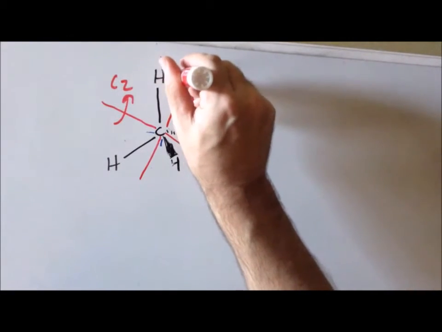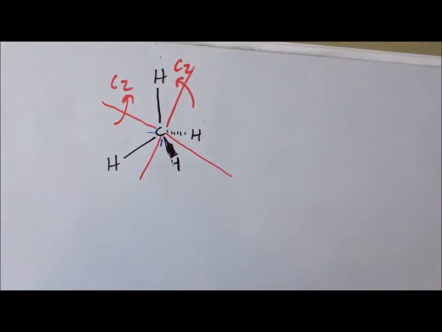So as far as rotational axes go, it appears that C3 is the high-order rotation axis for the tetrahedron, for a molecule such as methane. But it turns out that isn't exactly true. And we actually have a fourth-order, fourfold axis. And I'll show you where that is.